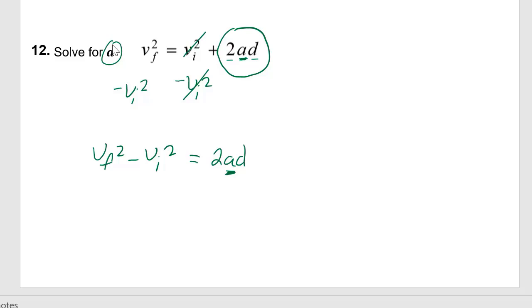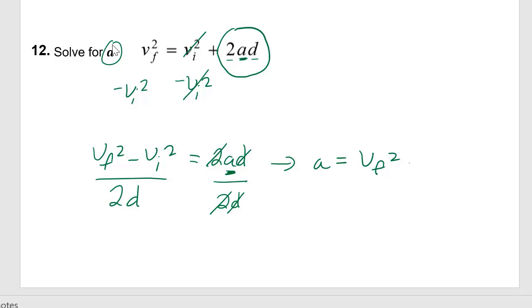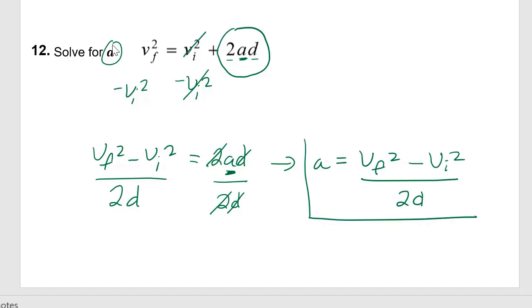We can do this in 2 steps or in 1 step. We can divide by 2 on both sides, then divide by d, or we can do it all at once. I'm going to do it all at once, so divide both sides by 2d. 2 cancels 2, d cancels d, and we have a by itself. So the acceleration is the difference between the final and initial velocity squared over 2 times distance.